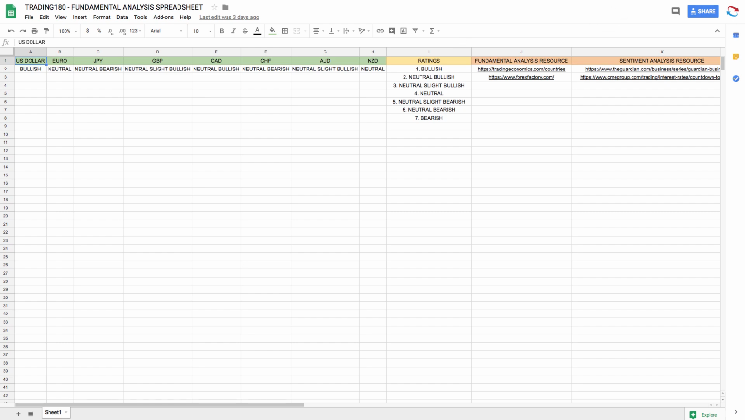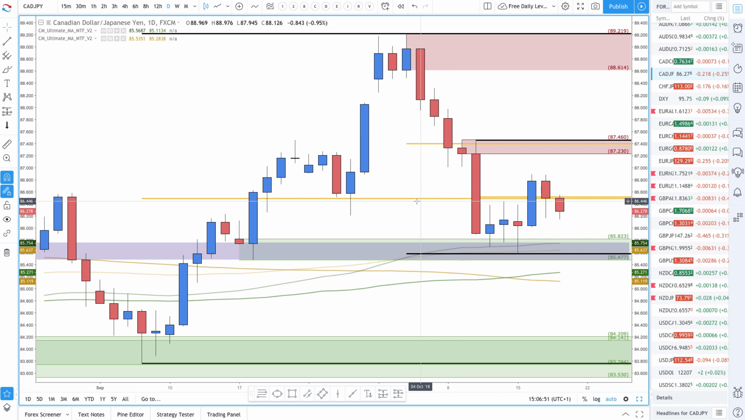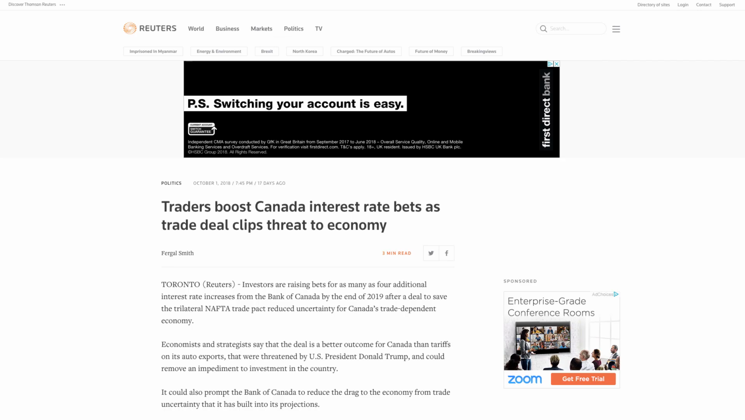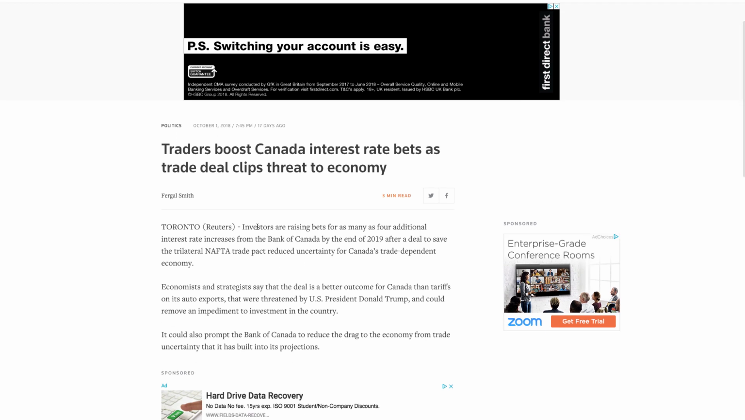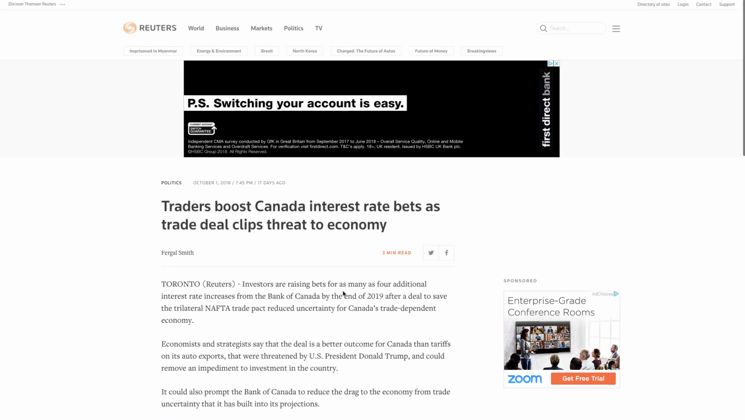So going back to the CAD yen. Fundamentally, why am I buying the Canadian dollar? Well, if you go to the Reuters news article from October the 1st, traders boost Canada interest rate bets as trade deal clips threat to the economy. Investors are raising bets for as many as four additional rate increases from the Bank of Canada by the end of 2019, after a deal to save the trilateral NAFTA trade pact reduced uncertainty for Canada's trade-dependent economy.